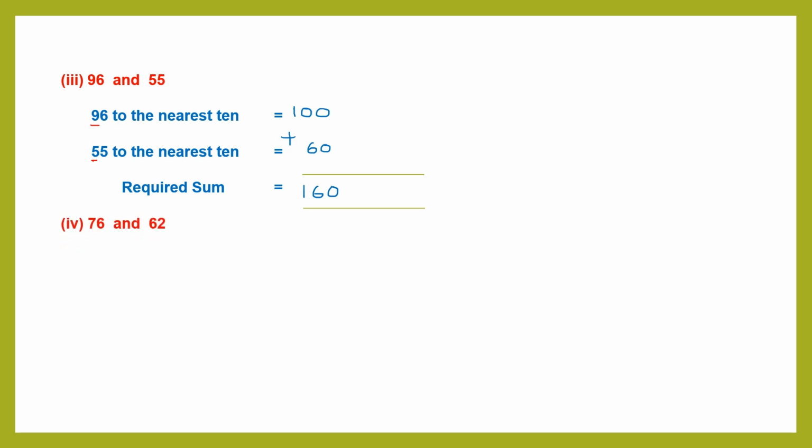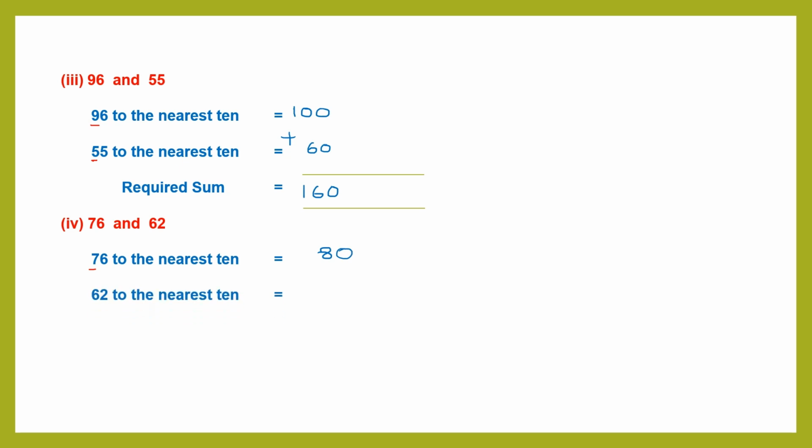Question 4. Here we have again two numbers and we're going to find the sum of these two first by rounding it off to the nearest 10. So 76 to the nearest 10, the digit in the tens place is 7. Digit to its right is more than 5. So 7 will now change to 8. In place of 6, we have a 0.